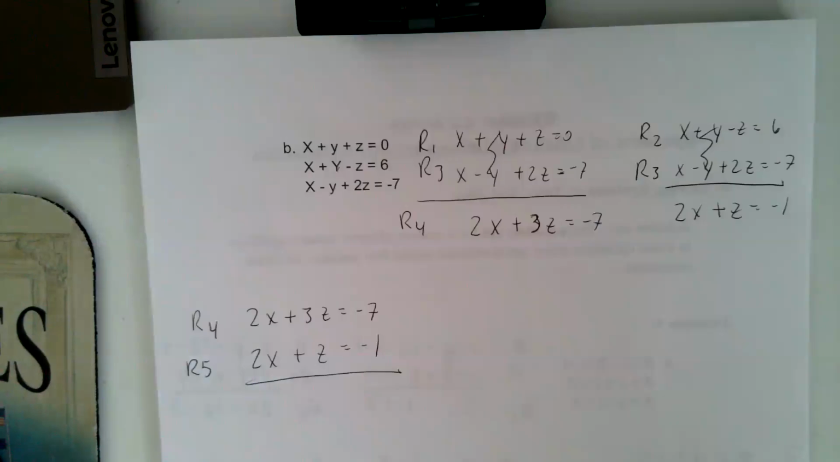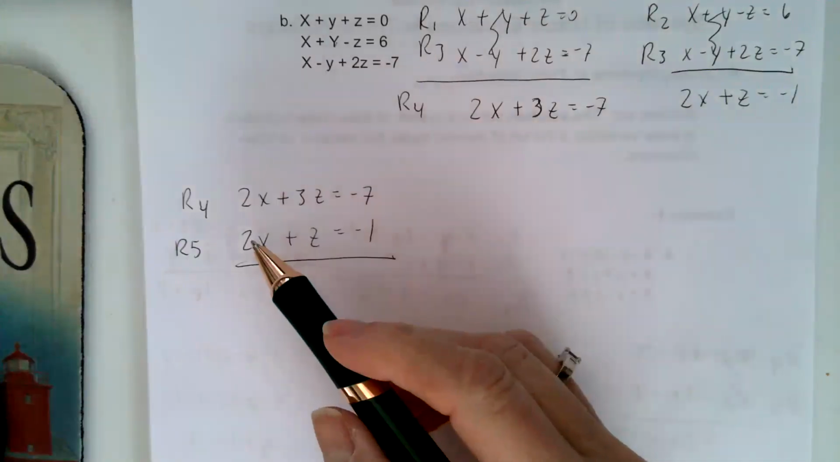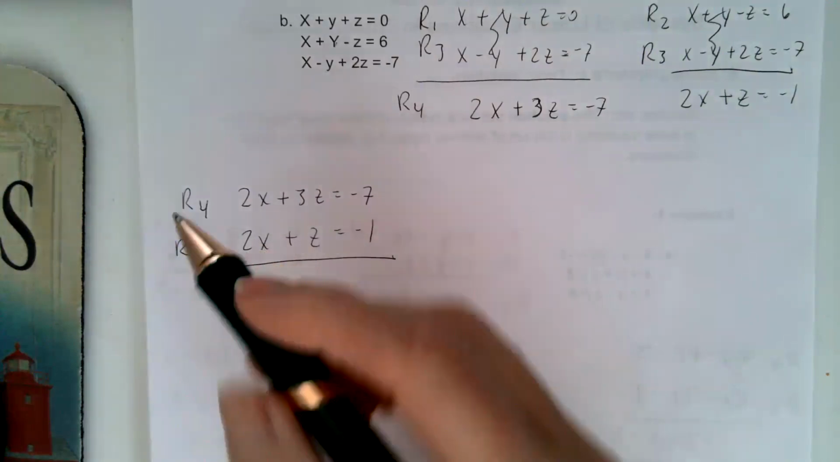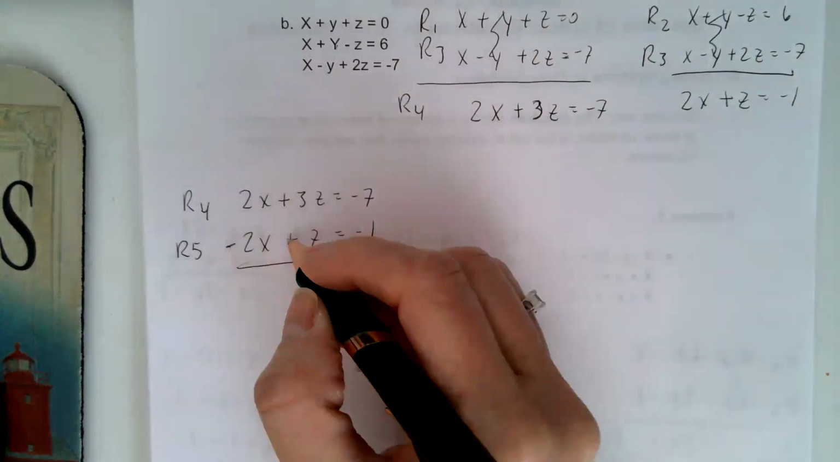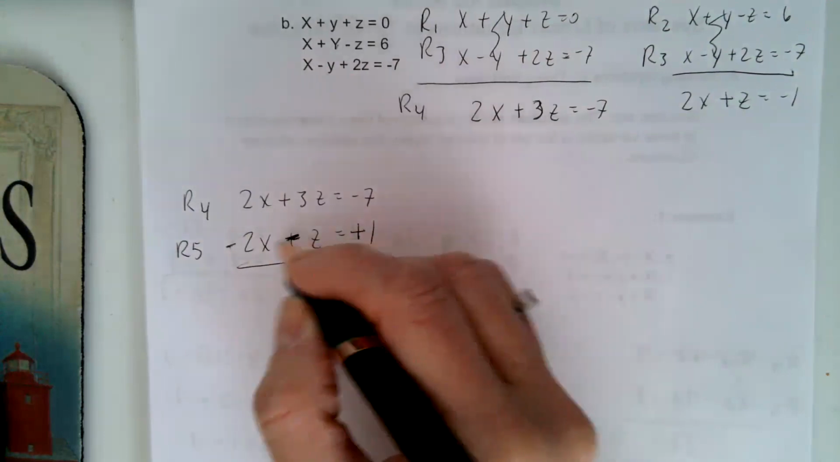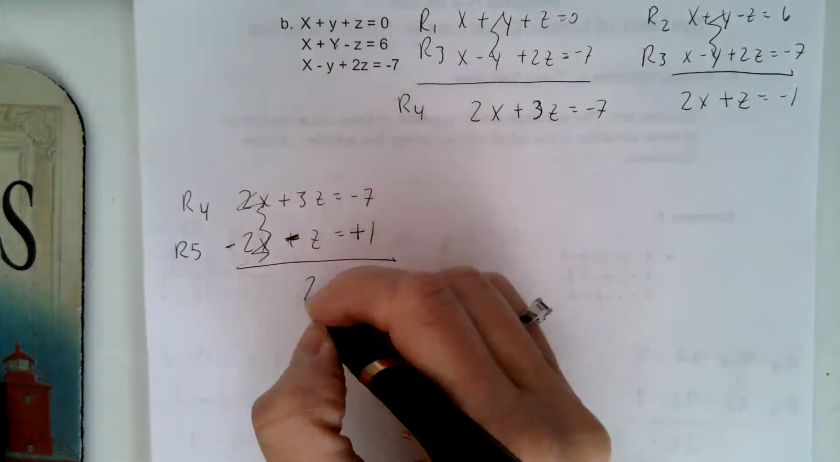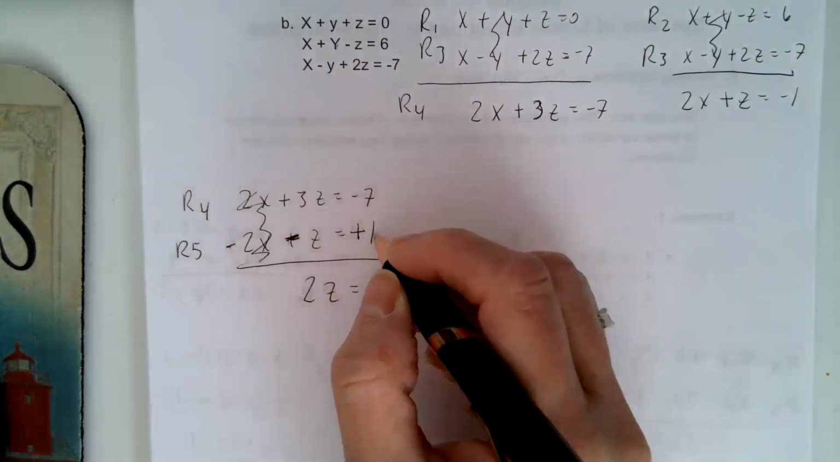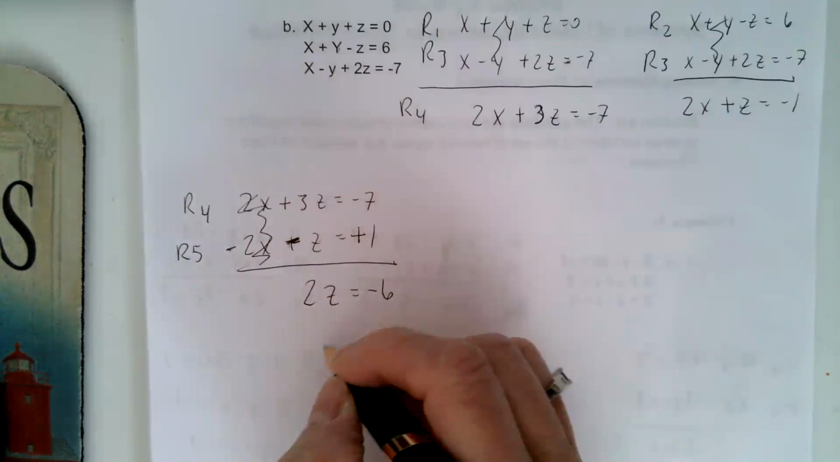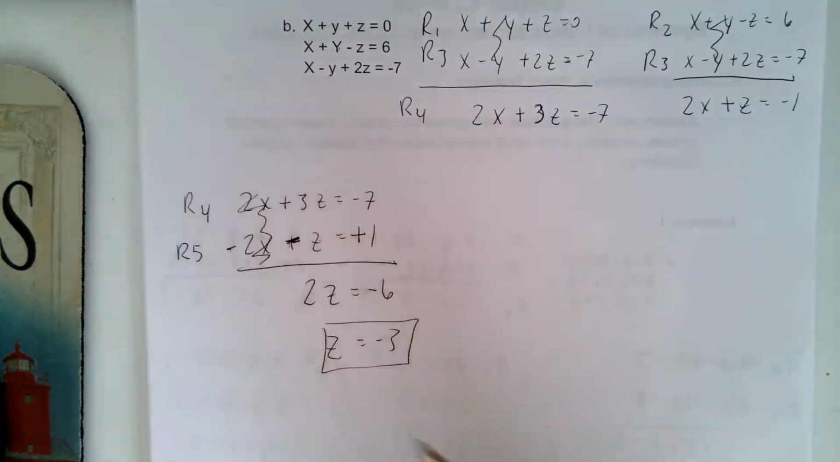Now, my row 4 and 5, you can see that the x's are the same coefficient but opposite signs. So I'm going to just take the negative of row 5, and that'll be a positive now. So my x's eliminate. I have 3z minus z is 2z. A negative 7 plus 1 is a negative 6. Divided by 2, I get z is a negative 3.